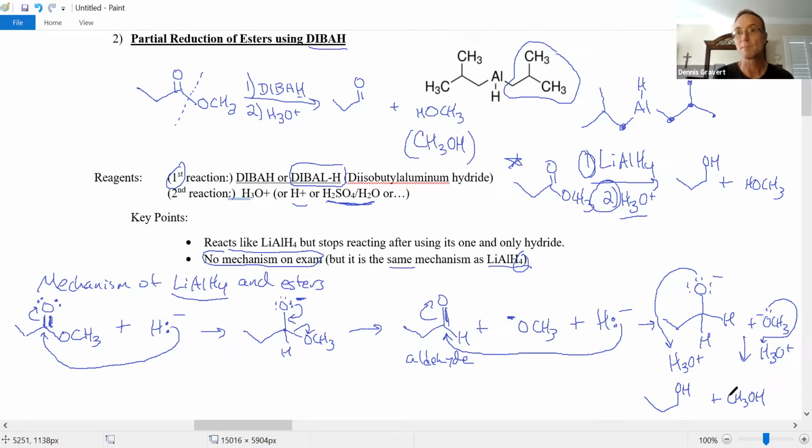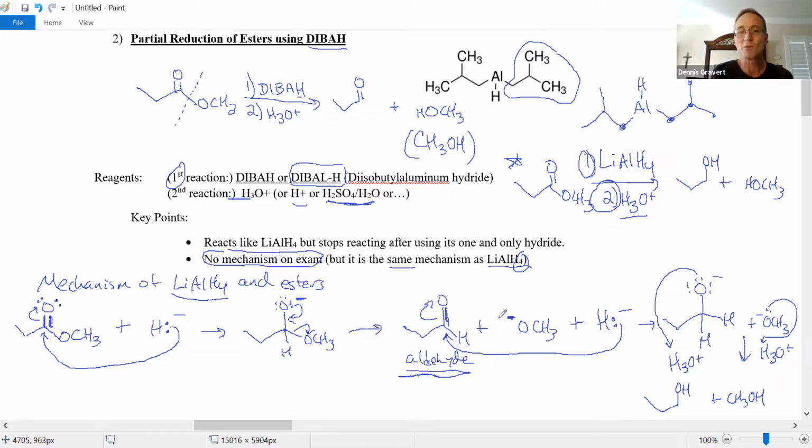Okay, where did DIBAL come about? Well, scientists knew about lithium aluminum hydride for a while. They also knew that aldehydes were being made in the course of the reaction. And a lot of them said, please stop, lithium aluminum hydride. It's more of the aluminum hydride that's unstable and reactive. Leave my poor aldehyde alone. Stop it. Stop sending that second hydride ion to attack it.